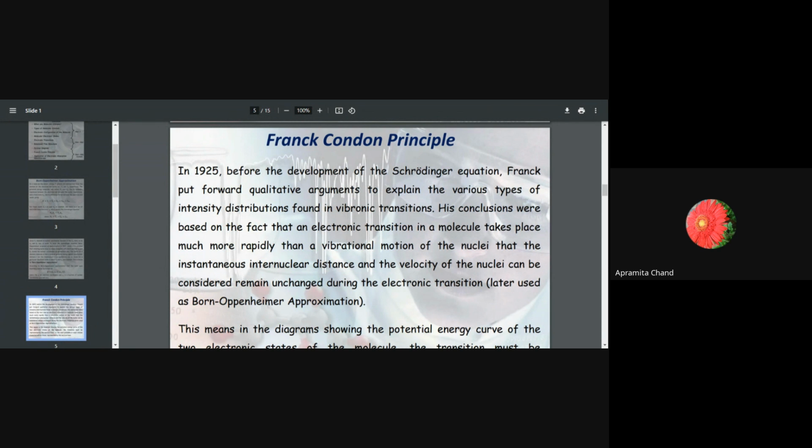Now, this also formed a basis for the formulation of the Born-Oppenheimer approximation. Although it referred to the main principle, the electronic transition takes place more rapidly than the vibrational motion of the nuclei. Here also you will see that the velocity of the nuclei, or the changing internuclear distance, is kept constant. In Born-Oppenheimer also, nuclei are considered to be moving very slowly, and this is also forming the same conclusion: they are considered to remain unchanged during the electronic transition.